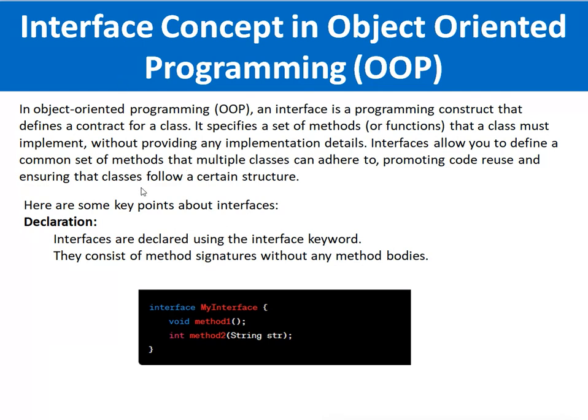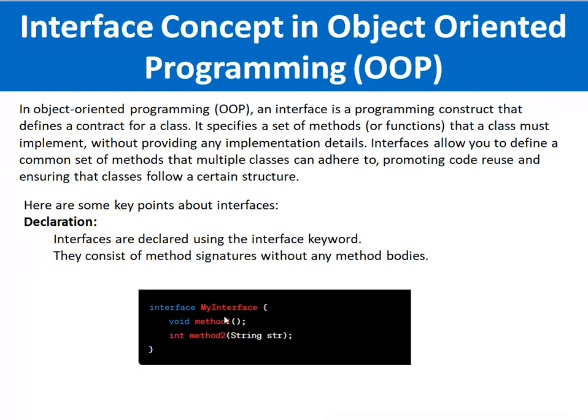Here, friend, first of all, whenever we are defining an interface, it must start with the interface keyword. So that means it is an interface. Okay, so for example, this is an interface example, interface MyInterface, and it has two methods, void method1 and int method2, which takes a string parameter.